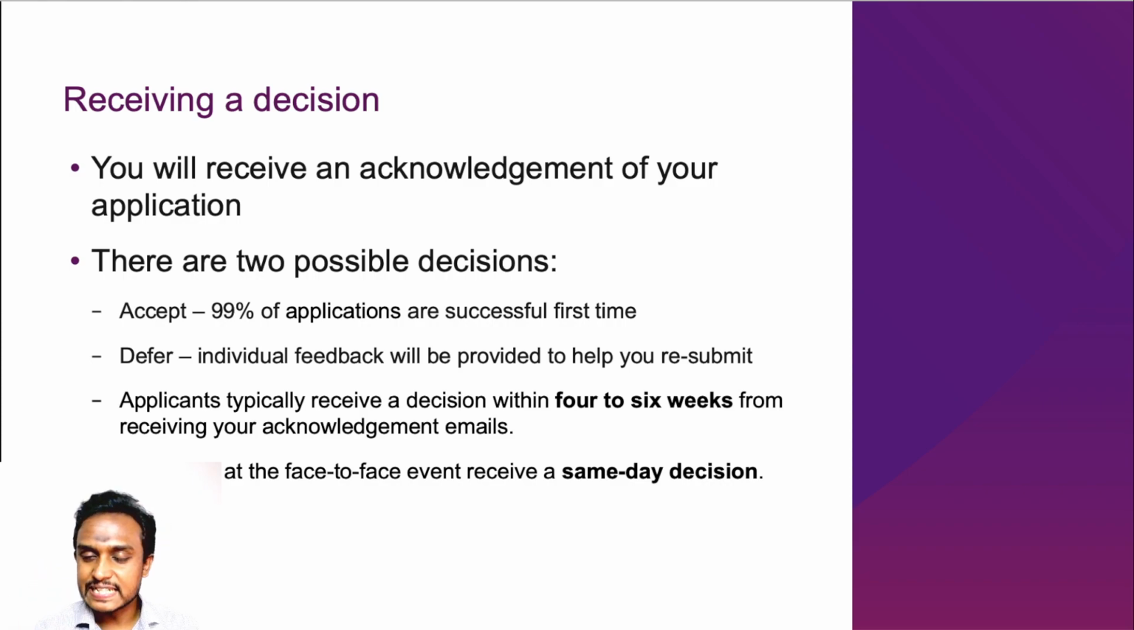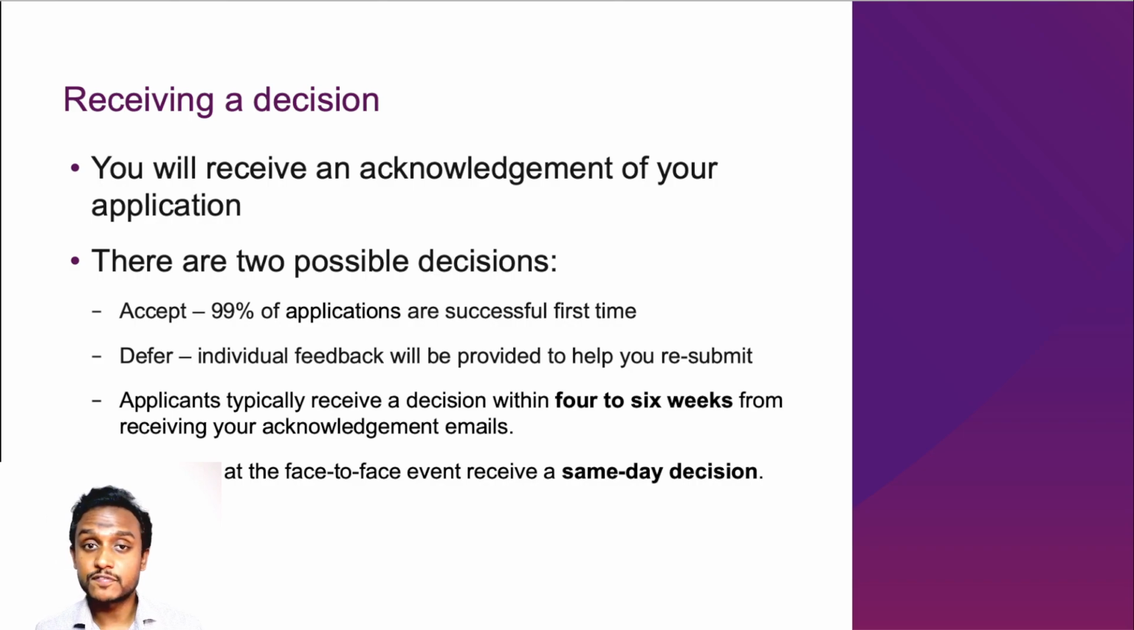So how does the decision happen? You will receive an acknowledgement of your application once you submit the application. Once CIMA gets the application, they'll let you know we've got the application. Decisions are of two types. One is accept, and CIMA has a decent track record of this, though this particular slide set is a little old. So they have a very high percentage of applications which are successful. A lot of students simply write authentically with integrity and pass. It's a very simple process.